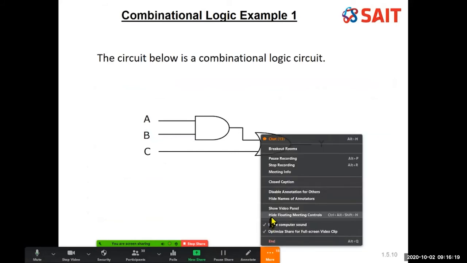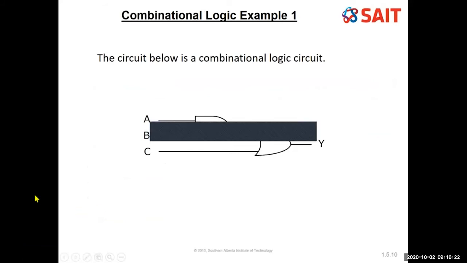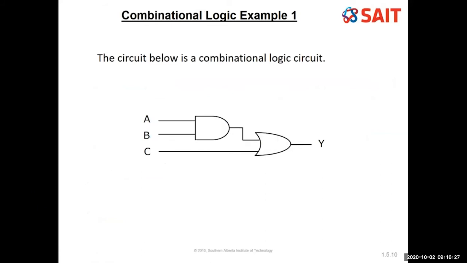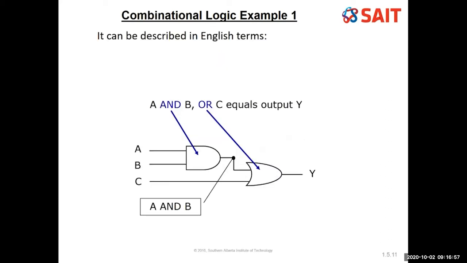So what's going on here? I can see this and I can describe it in English terms. A and B, ORed with C equals Y. Now, just verbalizing it can get a little confusing or very confusing. So English terms are not the best method of describing this sort of logic once it starts getting complicated. We want to use a diagram or an equation.